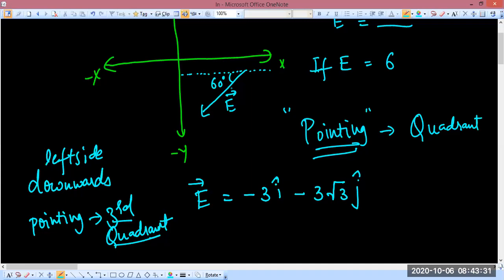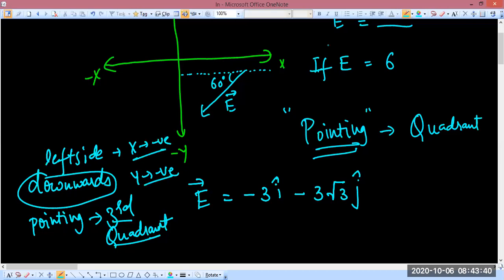Downward and left side. See, downward means y is negative, agreed? And left side means x is negative, easy. So easy, everyone. Clear? Okay, I hope there is no more confusion now. Yes, I caret means X component. That's right, Ami. That's how we take it.